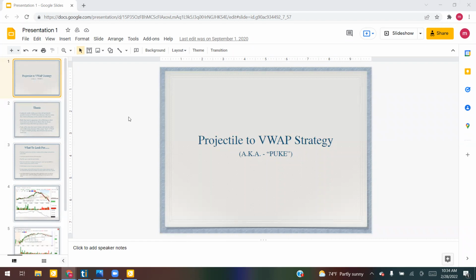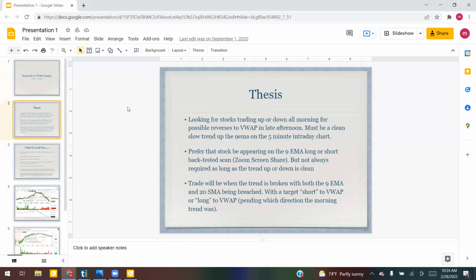So the projectile to VWAP strategy is a long and strong strategy. It's also known as the puke strategy. It is a midday to late day strategy that backtests well during mid-afternoons to late afternoon. Can you play these setups at any time during the day? Yes, you can, but you'll find a lot of them will be fake outs. So you've got to understand that your chances of success are greater mid-afternoon to late afternoon on a projectile to VWAP strategy. So what is the basic thesis that we're looking for?